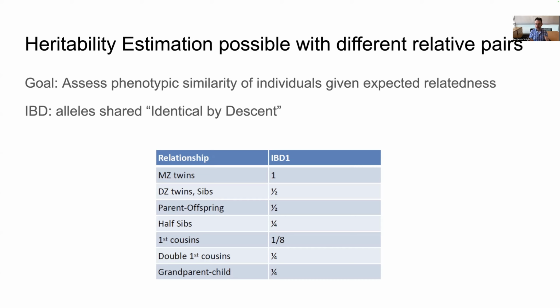So for example, monozygotic twins will, for the configurations where alleles are shared, share one allele with probability 1. Dizygotic twins or sibs share 1/2. Half sibs share 1/4, and so on and so forth. So different configurations actually expect different patterns of identity by descent sharing.